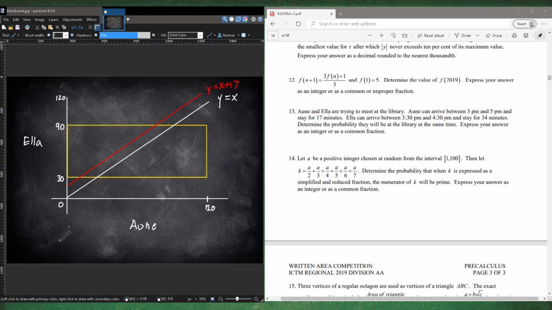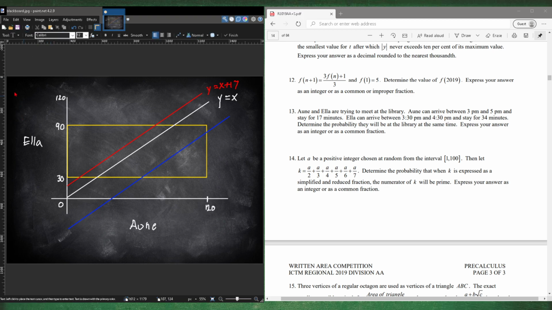But drawing a picture is always trial and error for math contests. So just take your time and it should be fine. So we have something like this, and I would just move it down. So something like that as our graph.